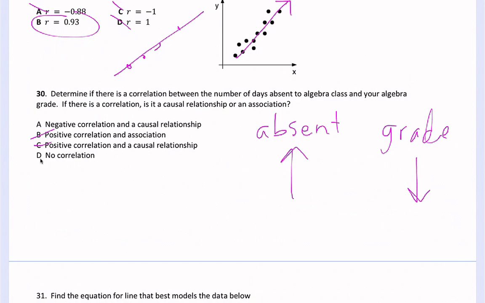Now we have to decide between A and D. So A tells me there's a negative correlation, but A is telling me there's a causal relationship, saying one of those causes the other one to happen. And D is saying there's no correlation at all. There's absolutely no relationship whatsoever. Okay, well, does being absent cause your grade to go down? Well, if you miss a test because you're absent, will your grade go down? Yes, it will. So one of those does cause the other one. And there's definitely a correlation.